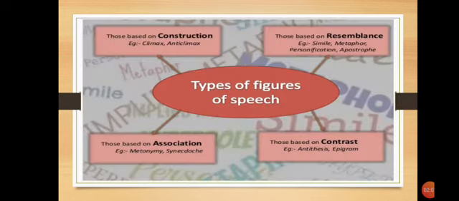Now, what are the types of figures of speech? Right? We have four types of figures of speech. First one, based on construction, like climax and anticlimax. Then, based on resemblance, like we have simile, metaphor, personification, apostrophe, right? Then we have some based on contrast, like oxymoron, antithesis, epigram. And then we have some which are based on association, like metonymy and synecdoche.